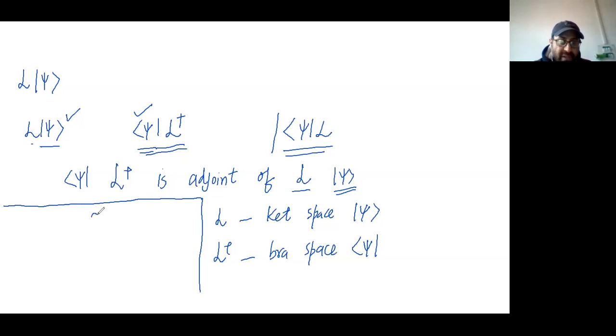So the adjoint has something to do with an operation very similar to complex conjugation. I want to remind you that complex conjugation is an antilinear operation. And the adjoint has something to do with complex conjugation. Why is complex conjugation, in any form, important in physics?